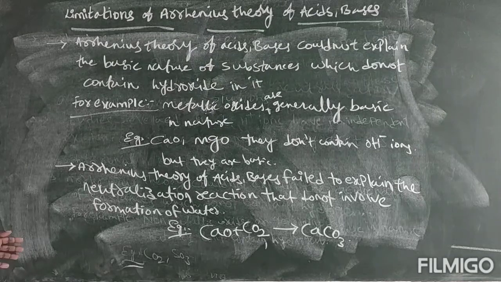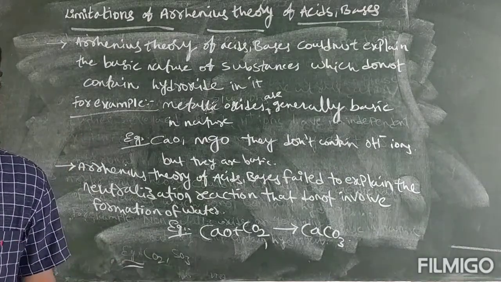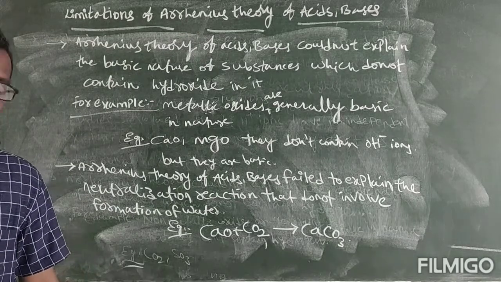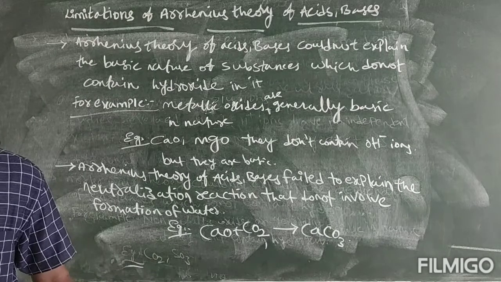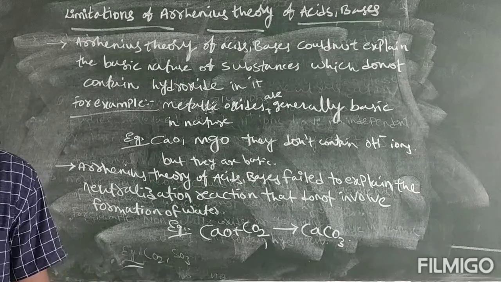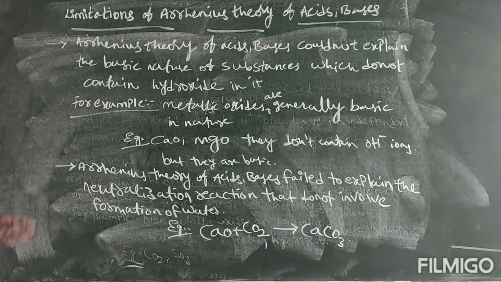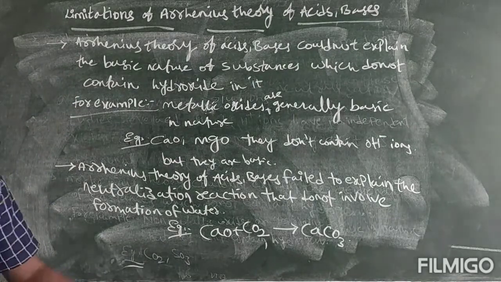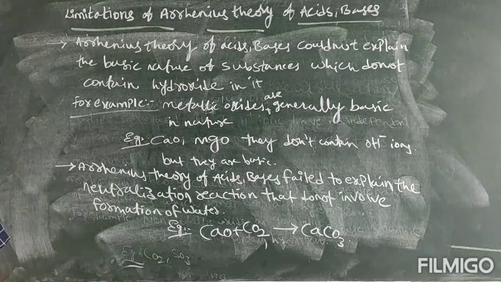So these are all the topics we have discussed now. First, what is an acid, what is a base, what is a strong acid, what is a weak acid, what is a weak base, a strong base, and the different types of acids and bases. And now different theories. In that we first discussed the Arrhenius theory of acids and bases. In the next class we will discuss the Bronsted-Lowry theory.